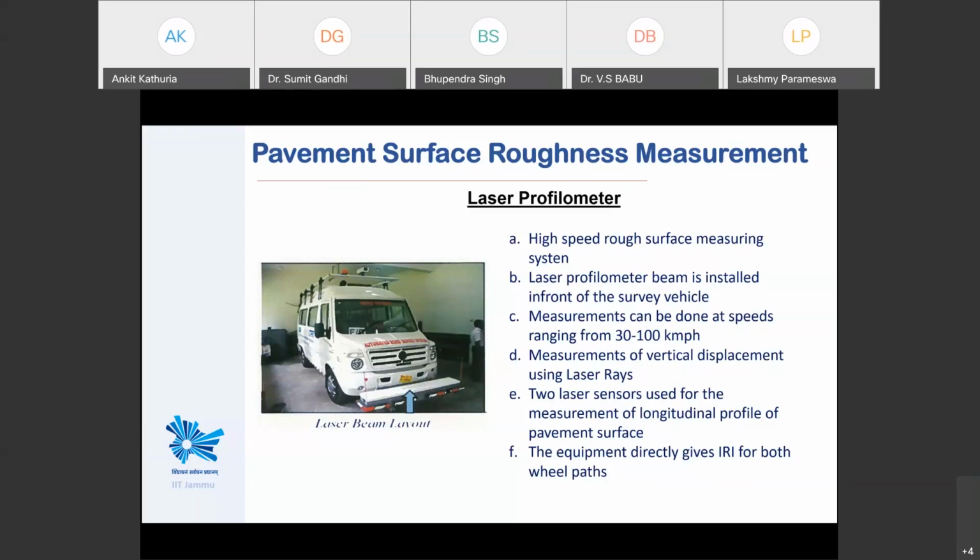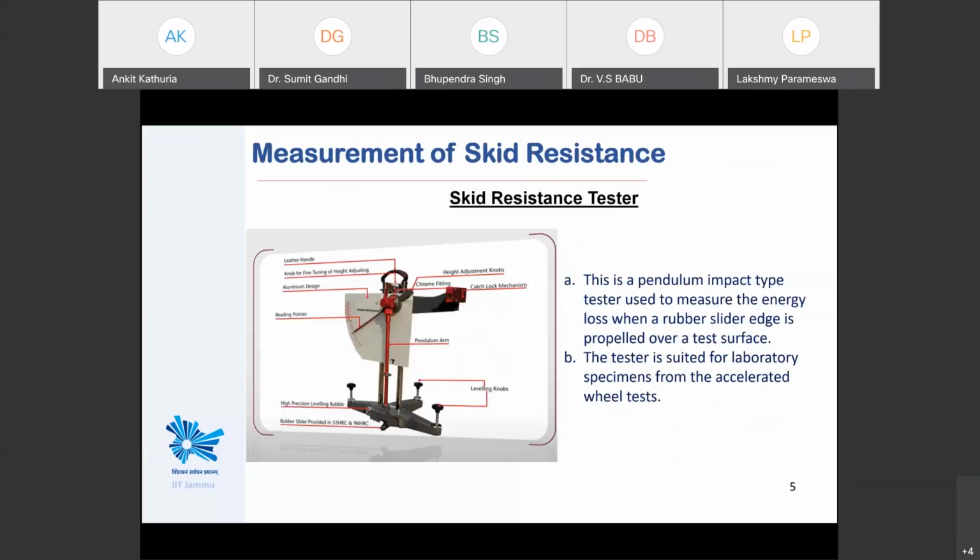The good thing is the equipment directly gives IRI for both wheel paths. I have already explained how IRI is estimated, so if the profile is available with you, the IRI can be estimated. Well, till now we have seen that in the functional evaluation, the first part is to estimate roughness, and we have seen how roughness is estimated using different equipment.